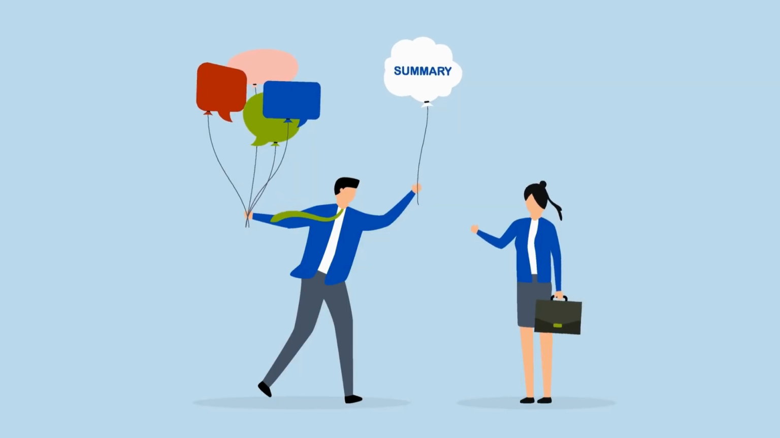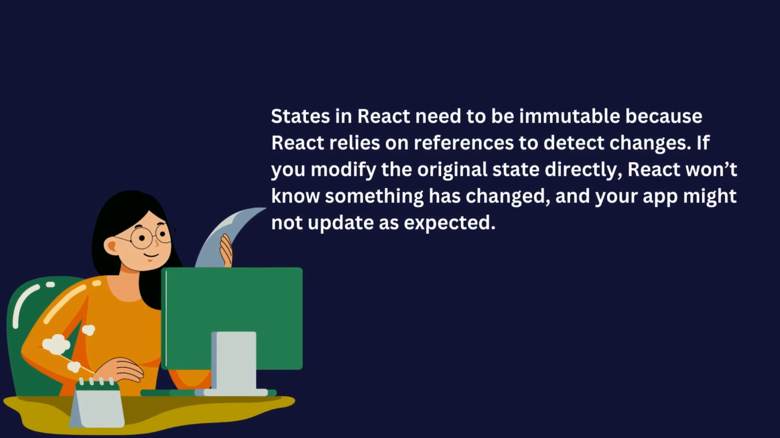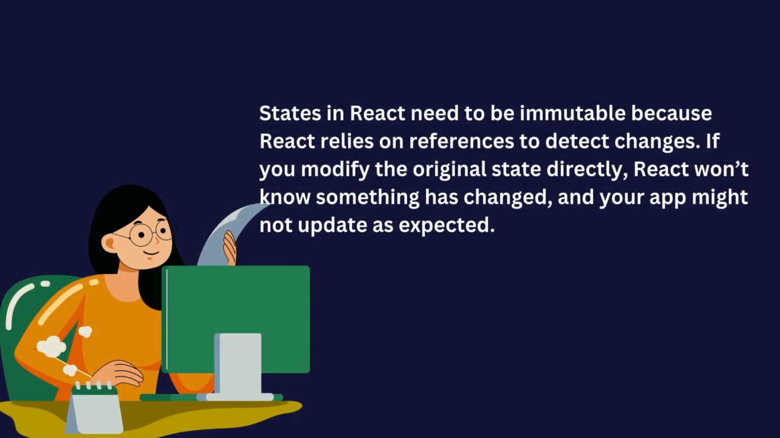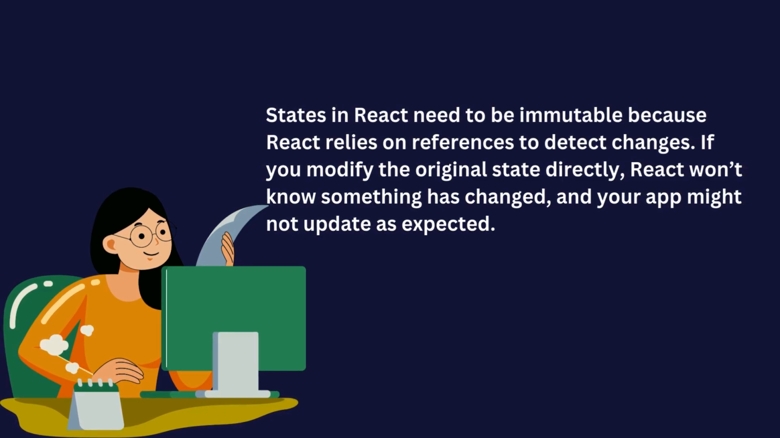So, to sum it up, states in React need to be immutable because React relies on references to detect changes. If you modify the original state directly, React won't know something has changed, and your app might not update as expected. Always create a new copy of your data, make your changes there, and then update the state. It might take a bit of practice, but once you get the hang of it, it'll become second nature.